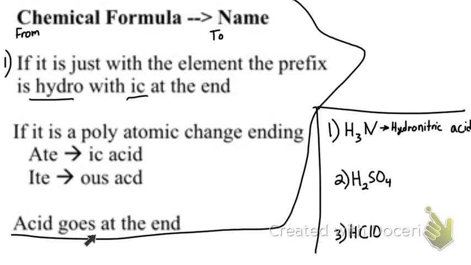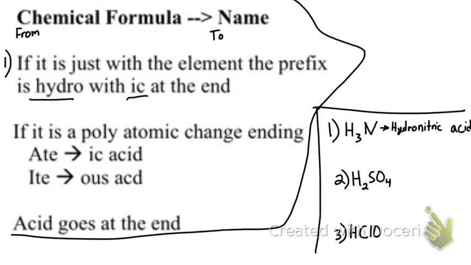You'll need to look them up if you don't have them memorized, but remember that if it's an ate polyatomic ion, it turns into ic acid, and if it's an ite polyatomic ion, it turns into ous acid. So, go ahead and pause the video, attempt those on your own. I'm going to solve them right now.